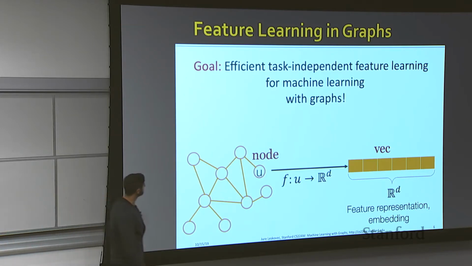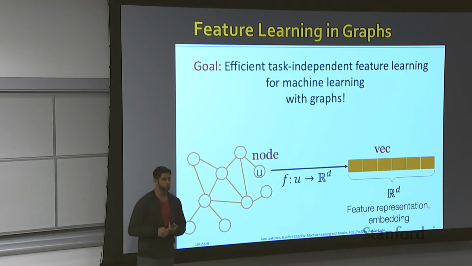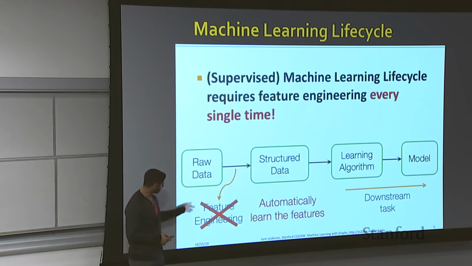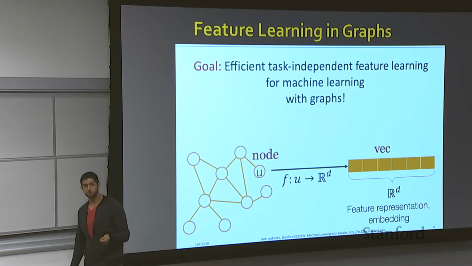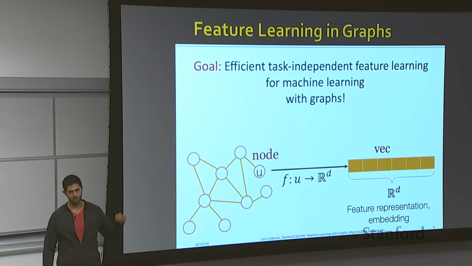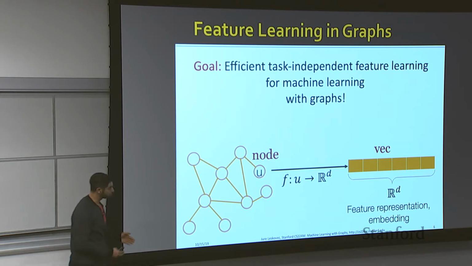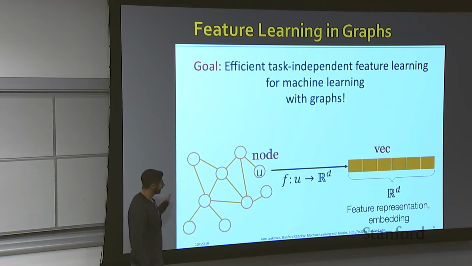So this is basically what we want to do. We want to have an efficient and task-independent feature learning for our machine learning with graphs. First of all, we want it to be efficient, so we don't want to waste all the time that I was mentioning before on feature engineering. And at the same time, we want it to be task independent. So regardless of what your downstream task is, ideally, we would like to have just one pipeline to do this automatic feature extraction.